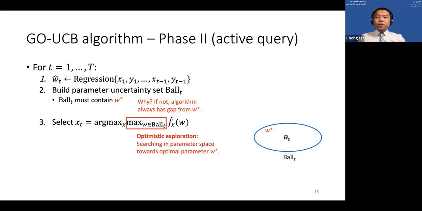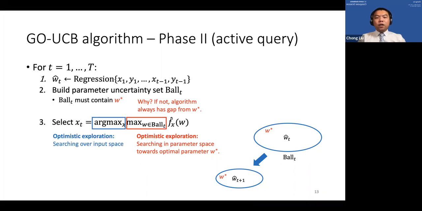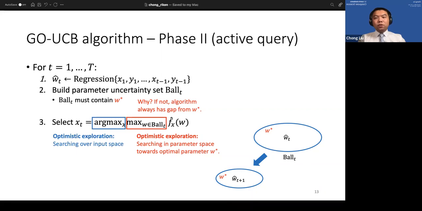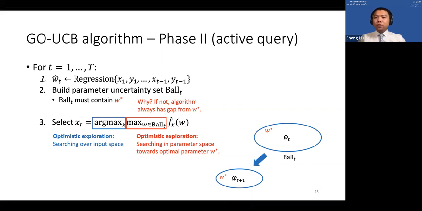And by doing the max, I have some W. And if it is close to W star, then it's good. If it is not close to W star, what I can do is that I can still update the ball by shrinking the size of the ball, by reducing the number of the parameters of the ball, such that the W star is also contained in the next, updated ball. And also I do the argmax over the X. This is also the optimistic exploration. It is searching over the input space. It is searching over the function domain.